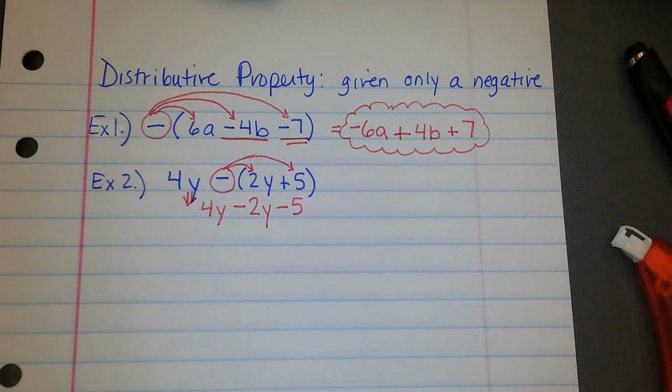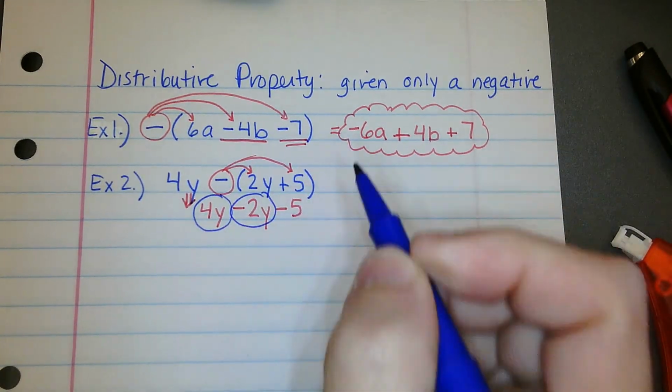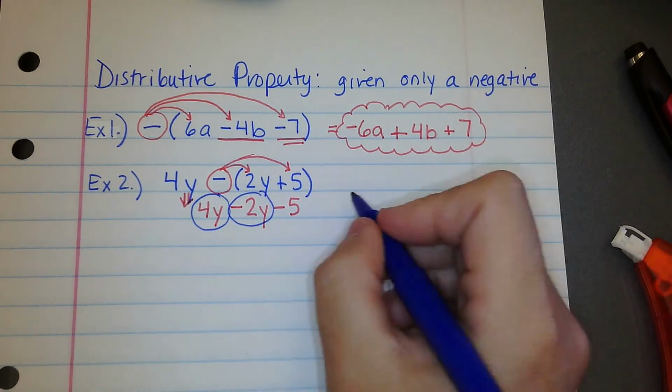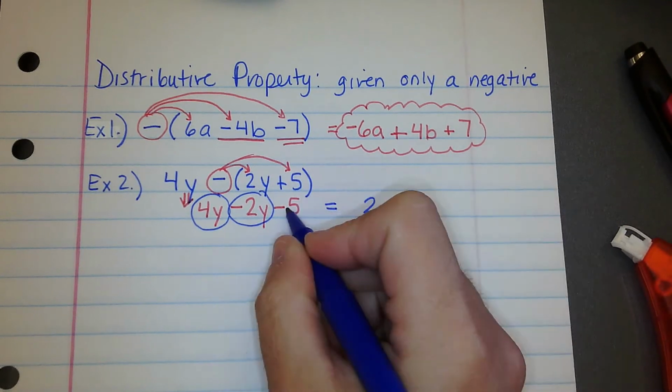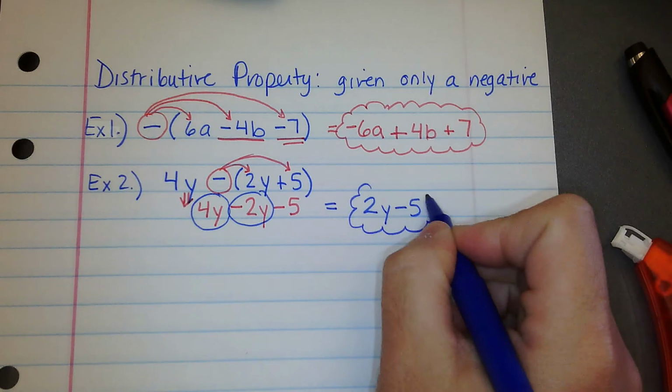Now that you have the 4y and the negative 2y, these are like terms. So we're going to circle them. We would do 4y plus negative 2y. That's going to give us positive 2y. And you're going to bring over the minus 5. And this is your final answer.